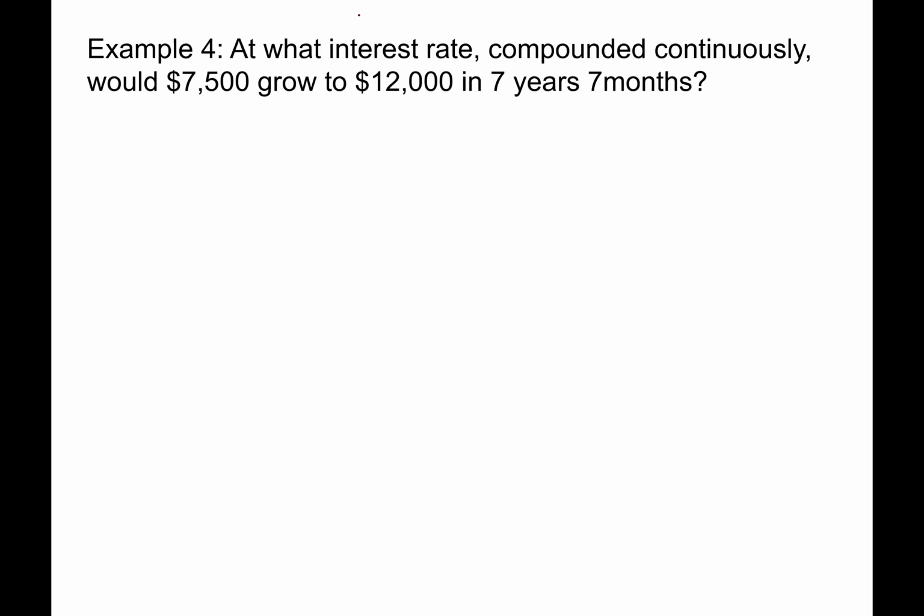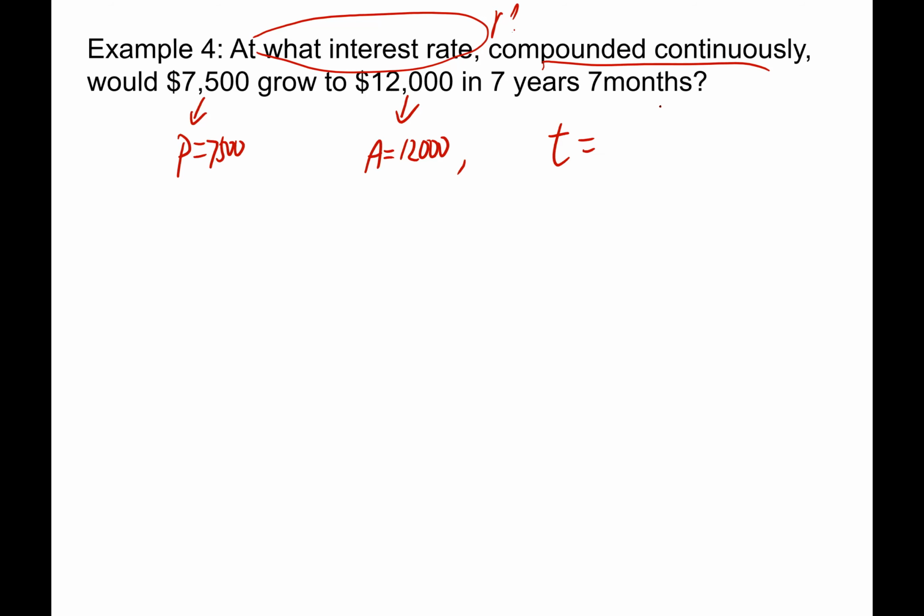So definitely, what interest rate you're looking for, r? Right? Compounding continuously, will $7,500 grow to $12,000 in 7 years and 7 months. So principal is given, P is 7,500, ending balance 12,000. Then time t is given, 7 years and 7 months. So if you turn this into a fraction, it will be 7 and 7/12. Okay. Then we get all these three. The only thing we don't know is interest rate. So we will use the continuous compounding formula.